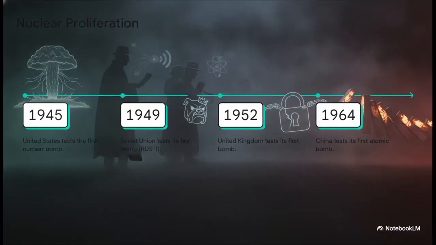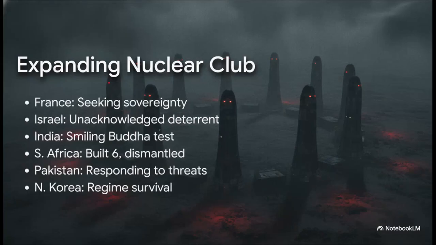Back in 1945, the US tests the first bomb and thinks, great, we have a total monopoly on this. But Soviet spies were already deep inside the Manhattan Project. By 1949, the Soviet Union tested their own. Then the UK tests theirs in 1952, realizing they needed their own deterrent when the US stopped sharing secrets. China follows in 1964. It was this rapid, unstoppable domino effect fueled by pure espionage and the terrifying thought of being left completely defenseless.